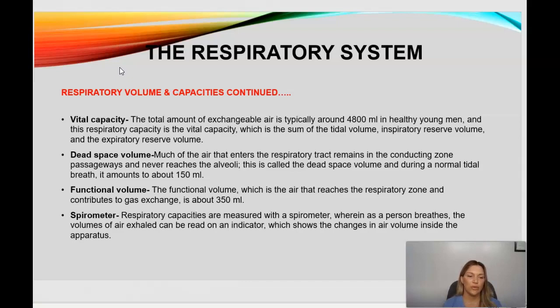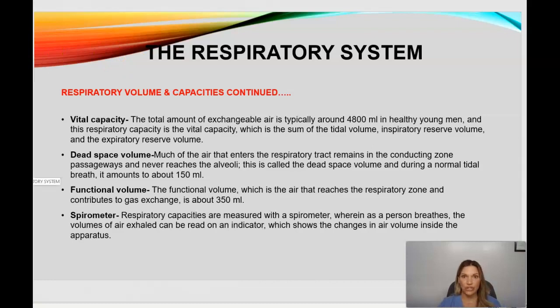And then we have spirometers. So respiratory capacities are measured, of course, with a spirometer. We should all probably know that by now. So when a person breathes, the volume of air exhaled can be read on this indicator, which is the spirometer, which shows the changes in air volume inside the apparatus.